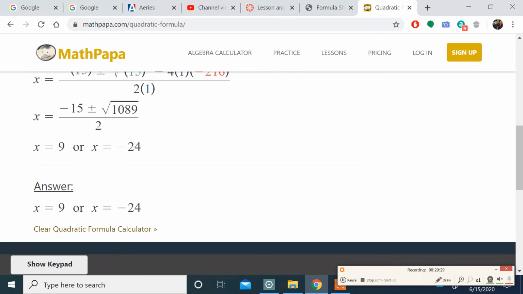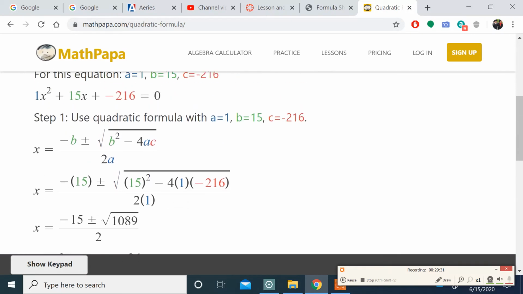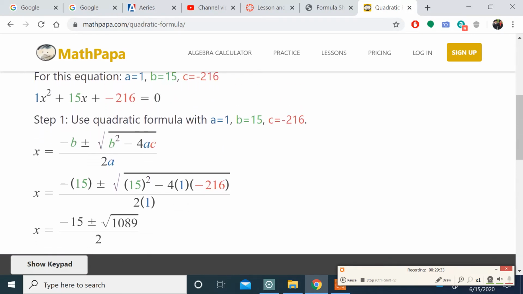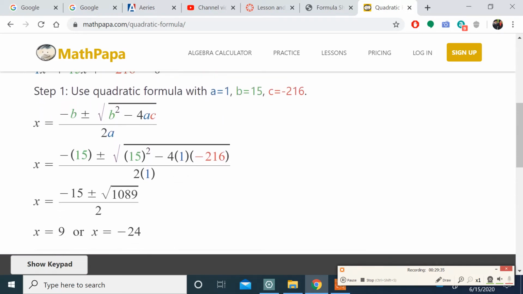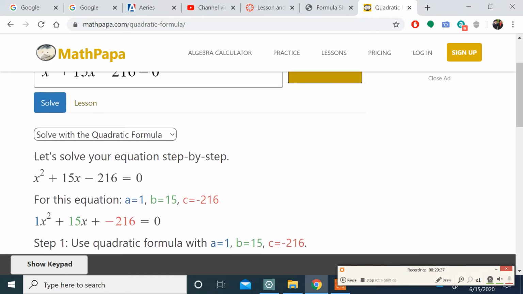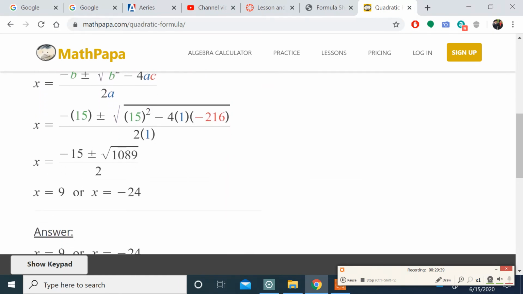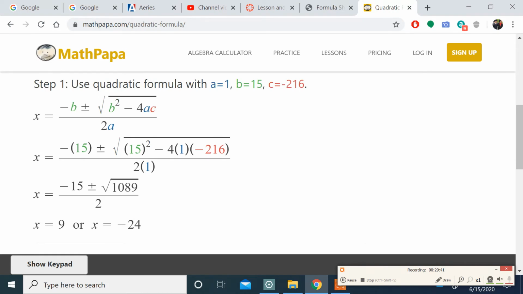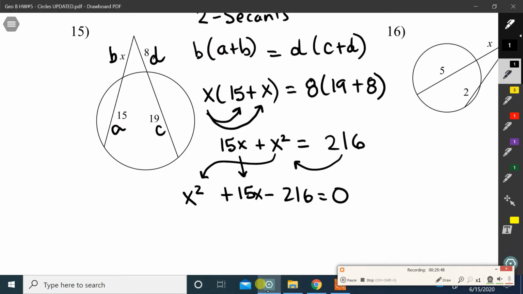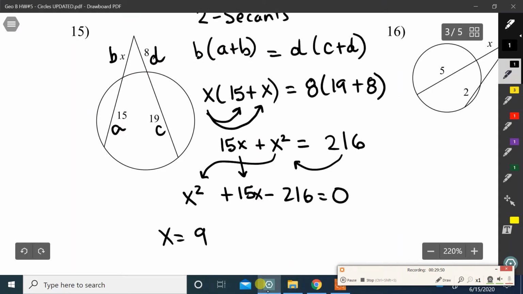You're gonna get 2 answers. Okay, in here they use the quadratic formula, which is great. You can do that, although they're doing it step by step, which is great. And you're gonna get 2 answers: x is equal to 9 and x is equal to negative 24. So my answer here was x is equal to 9 or x is equal to negative 24.